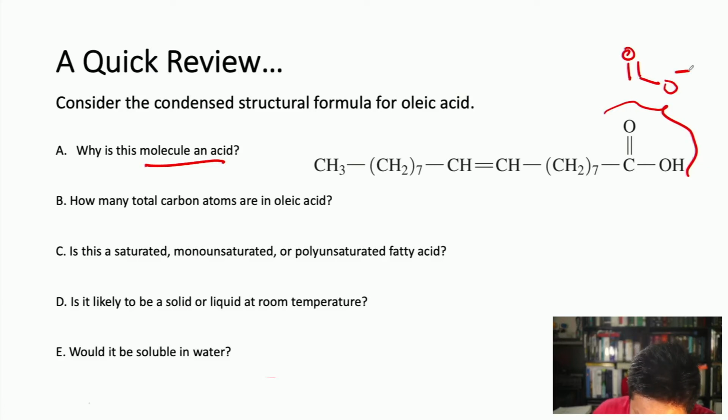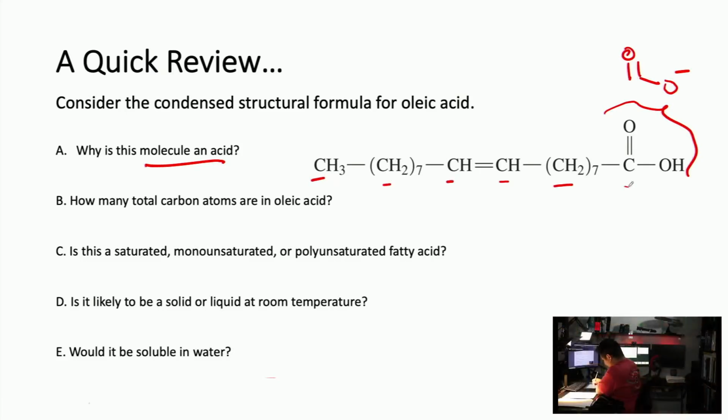You can count them up, right? There's 1 there, plus 7, plus 1, plus 1, plus 7, plus 1, equals 18 carbons. Is this a saturated, monounsaturated, or polyunsaturated fatty acid? There's one double bond there, making it a monounsaturated.